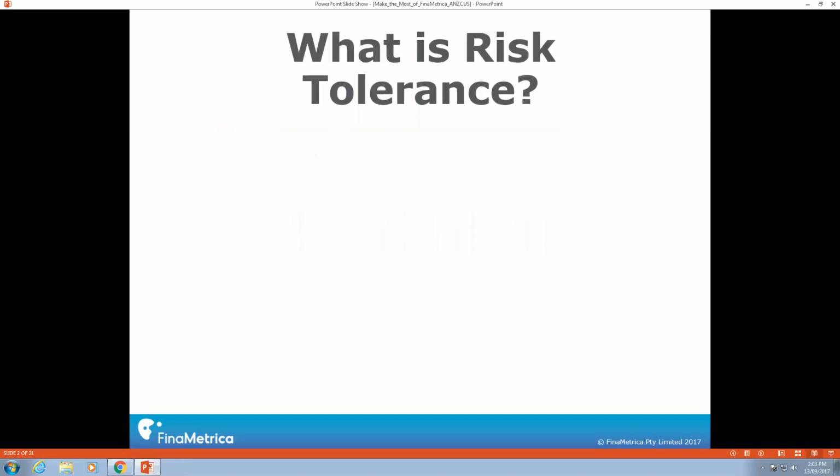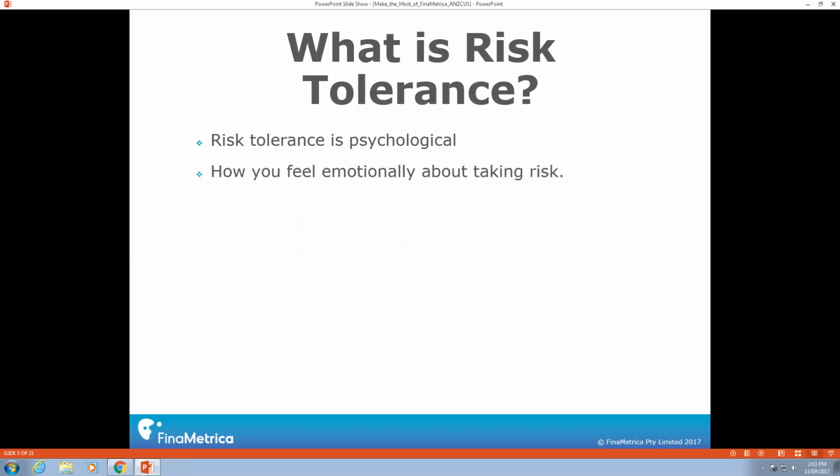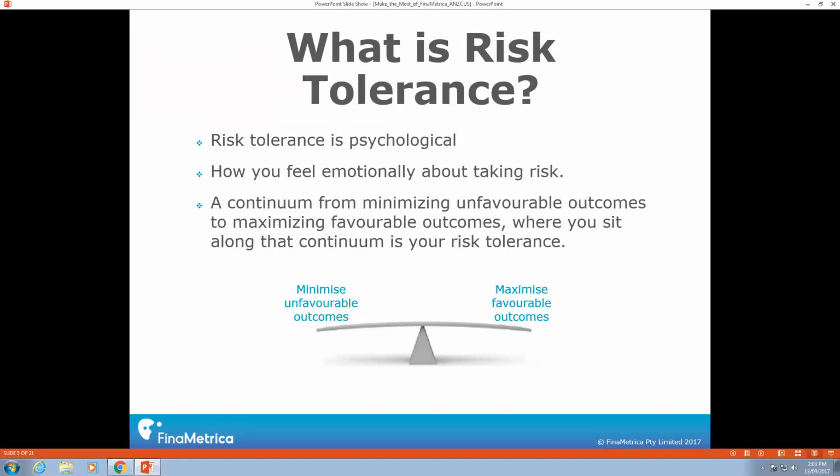So just to start, what is risk tolerance? Risk tolerance is psychological. It's how an individual feels emotionally about taking risk. So if you can think of a continuum from minimizing unfavorable outcomes to maximizing favorable outcomes, where you sit along that continuum is your risk tolerance.